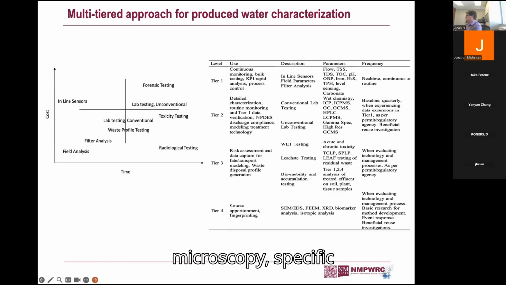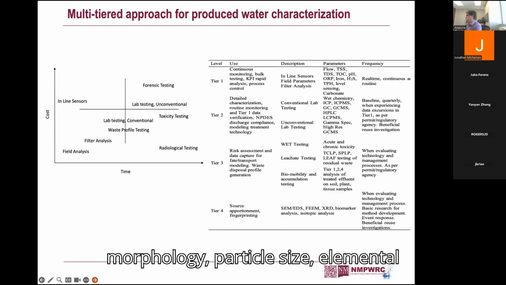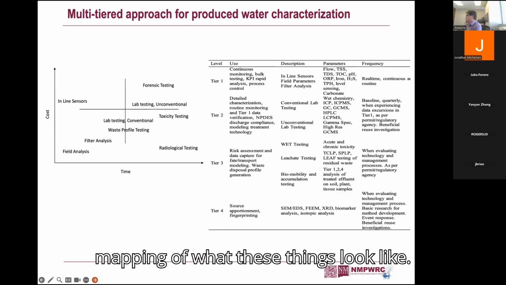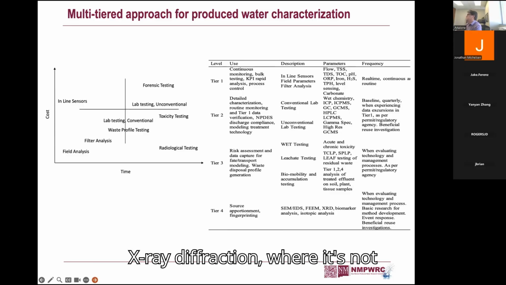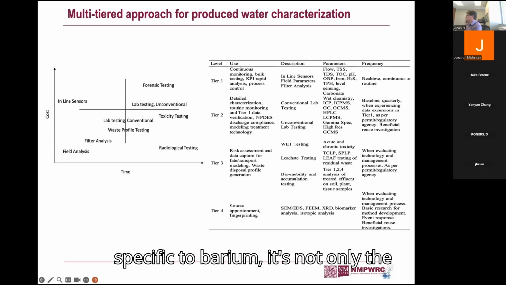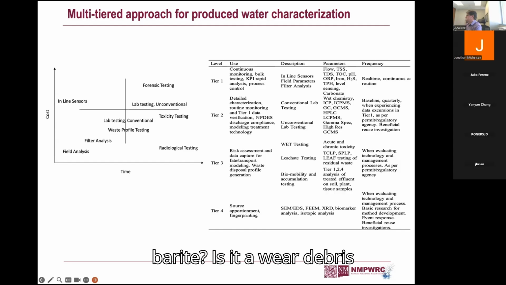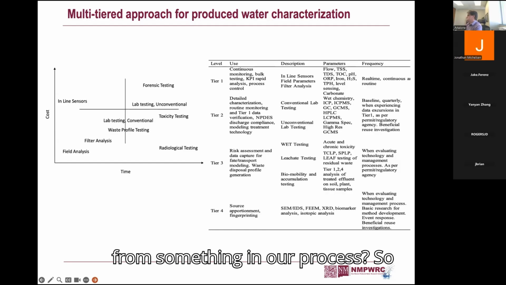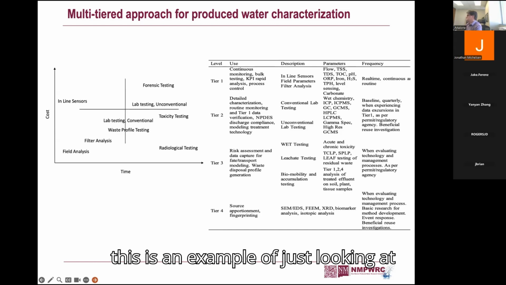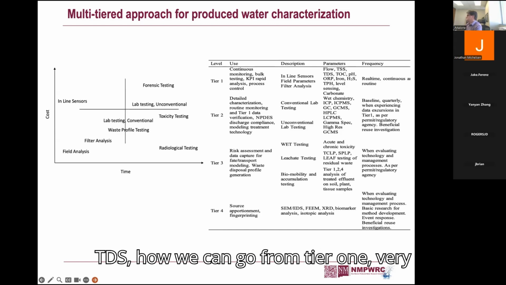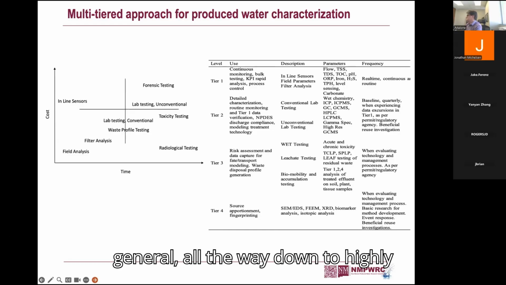And then tier four is really very specialized, where we could be looking at scanning electron microscopy, specific morphology, particle size, elemental mapping of what these things look like, X-ray diffraction, where it's not only specific to barium, it's not only the element, it's the actual species. Is it barite? Is it a wear debris from something in our process? So this is an example of just looking at TDS, how we can go from tier one, very general, all the way down to highly specialized.